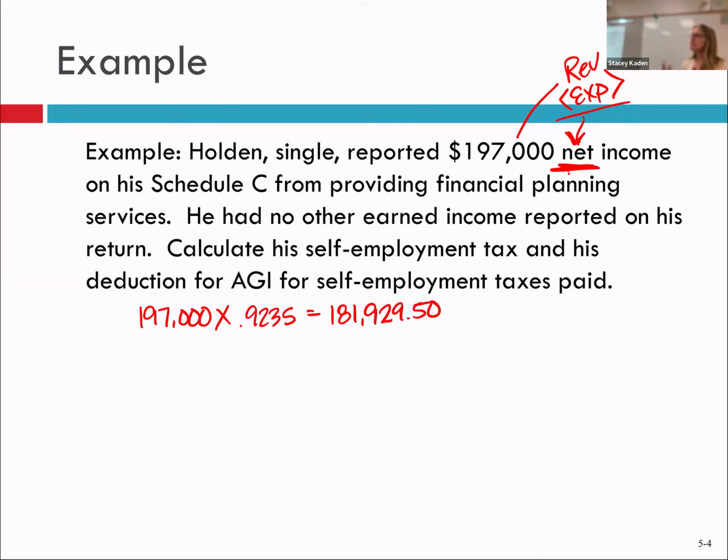Okay, self-employment tax has two components. We have Medicare and Social Security. If we calculate Medicare first, there's no cap. So we would just take that number times 0.029. Do we need to memorize 0.029? No, it is on your resource sheet. 5,276. That's the Medicare portion.